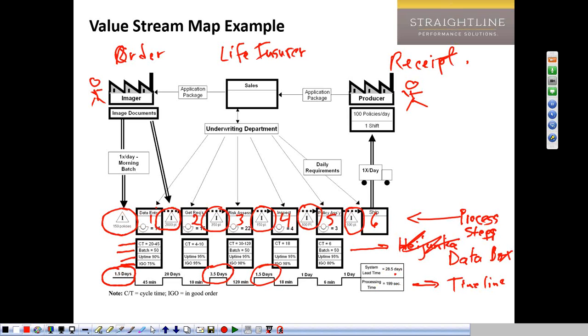Here the lead time is 28.5 days. That's how long it takes us to process whatever these are. Let's say they're life insurance quotes. 28 days, but really we only work on it 199 seconds. Seconds? How about minutes? That looks like minutes to me. Okay, so whoever did this one, shame on them.